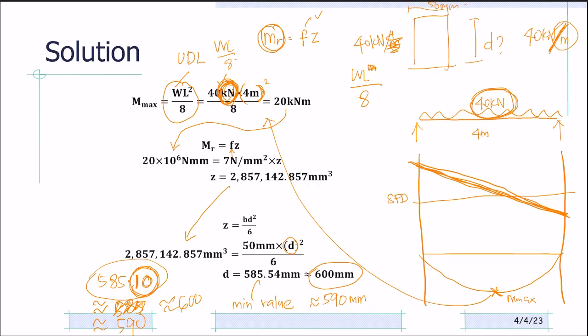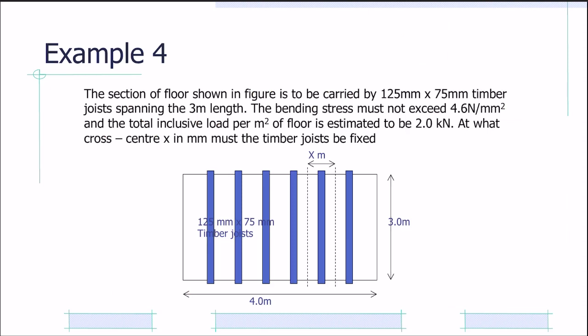Okay, that is for example 3. Now, let's look at example number 4. The section of floor shown in figure is to be carried out by 125 mm times 75 mm timber joist.